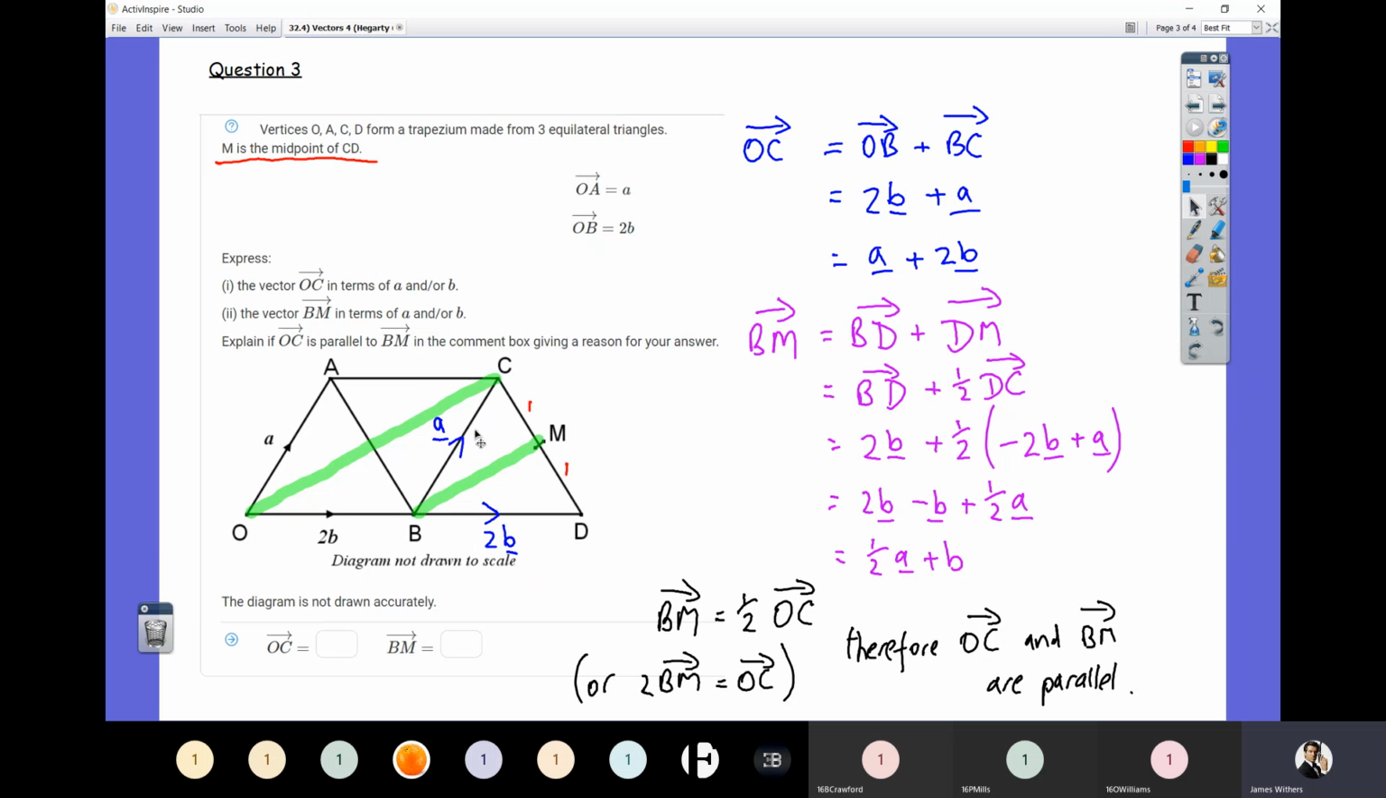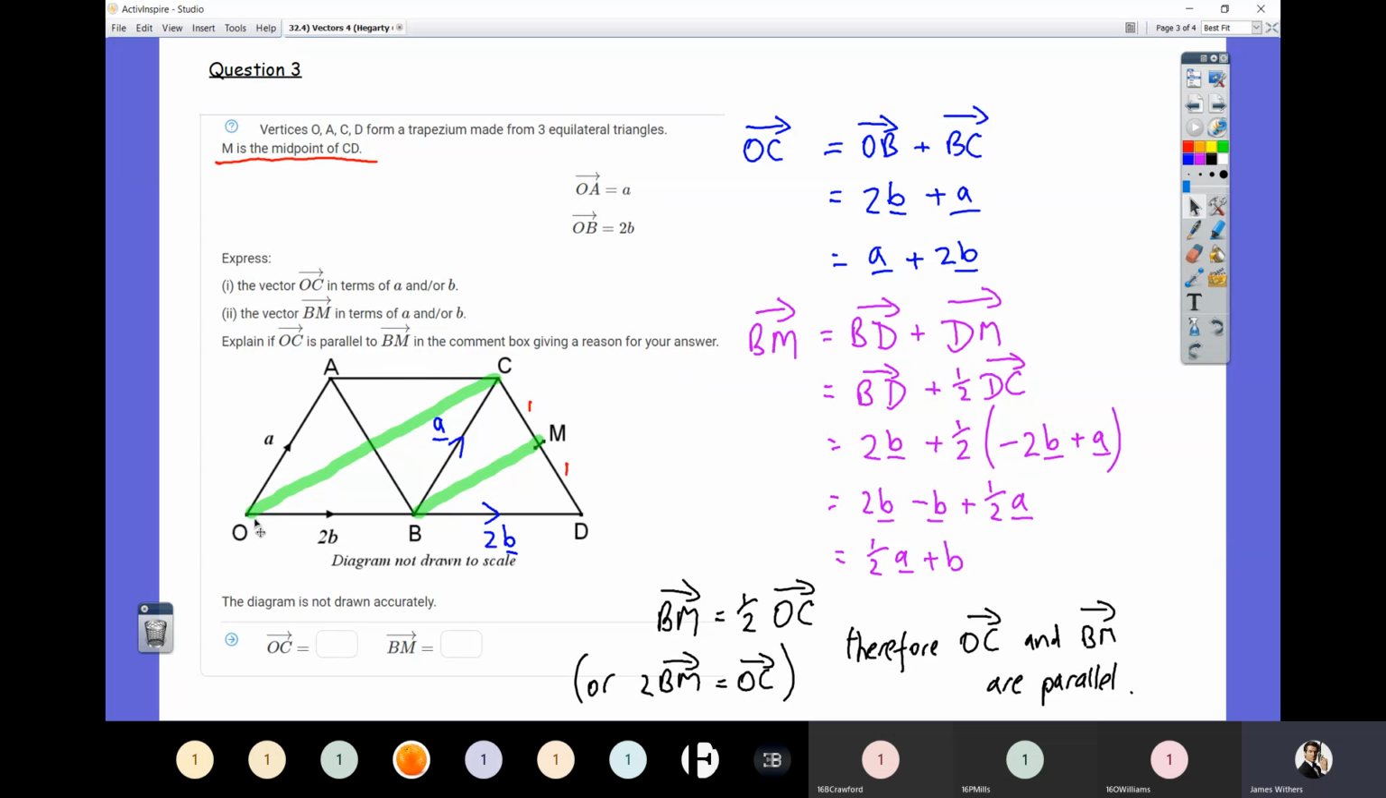So let's process all of that information. M is the midpoint of C and D, so just pop in that they are 1 mile each, if you like. Because they are equilateral triangles, given that that is a, that is also a. It's the same length and the same direction. And given that from O to B is 2b, then B to D is 2b as well. Ignore those green bits for now. We're being asked to express the vector OC in terms of little a and little b, and the vector BM in terms of little a and little b, and then to comment on whether they are parallel or not.